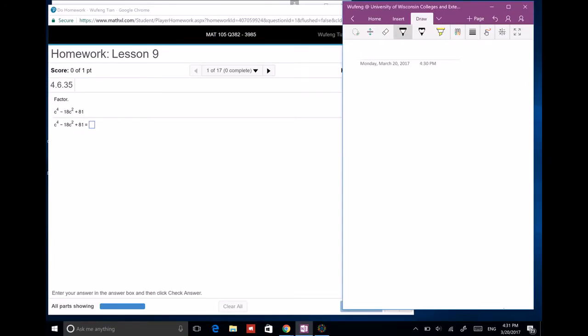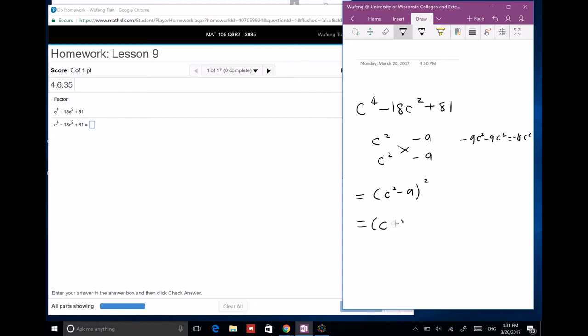So the first question, homework: c to the power 4 minus 18c squared plus 81. We can factor this as c squared times c squared, and this is minus 9, cross multiply, negative 9c squared, negative 9c squared, which is negative 18c squared, right? You can use the perfect square formula as well. So you get c squared minus 9 times c squared minus 9, which is a square. So the answer is c plus 3 squared times c minus 3 squared.